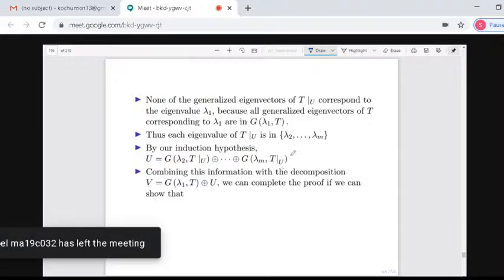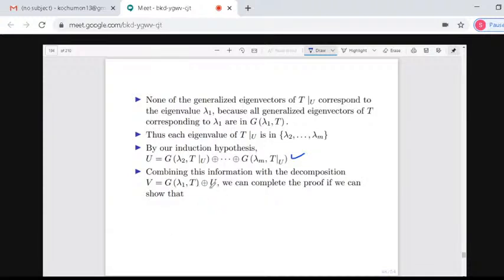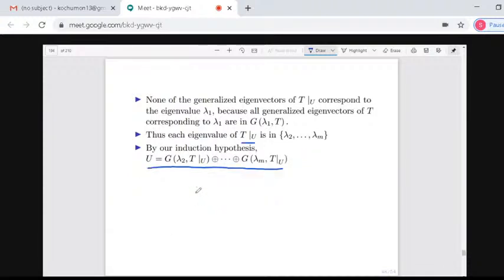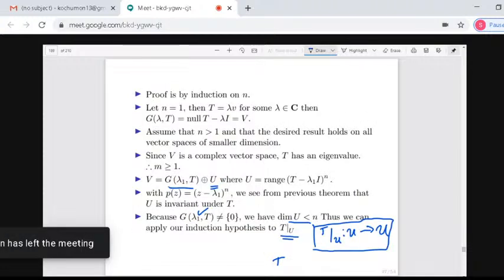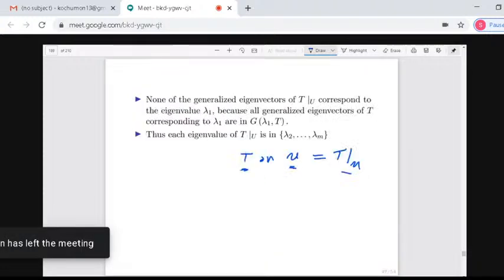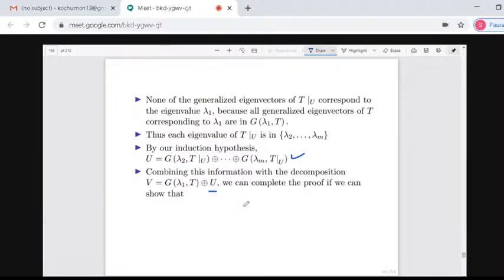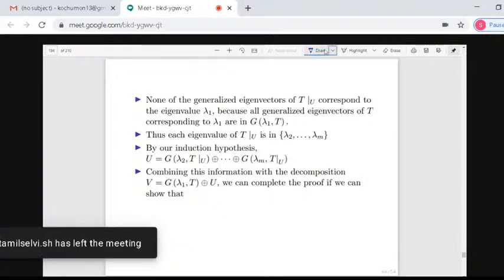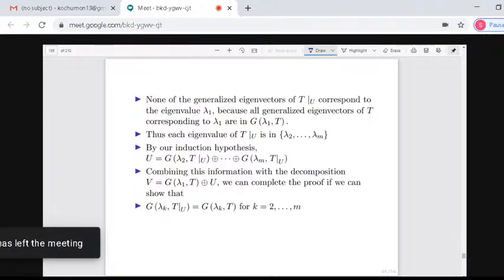Now, we have this one, and you know that V is equal to G(lambda 1, T) direct sum U. That is the previous thing which we had earlier. This is where we started. So, because of that, now we can complete the proof. This U is already written like this. We only need to remove this restriction. If you remove that restriction, we are done. If we show this line, G(lambda k, T restricted to U) is equal to G(lambda k, T), we are done because of this fact and this fact.